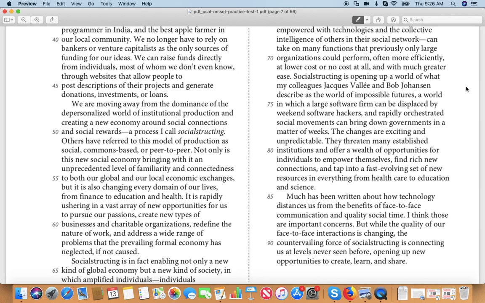Okay, so a large software firm can be displaced by weekend software hackers. We're at line 76, and rapidly orchestrated social movements can bring down governments in a matter of weeks. What does orchestrated mean in this context? Rapidly orchestrated social movements.